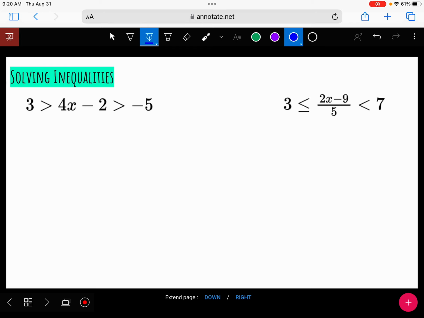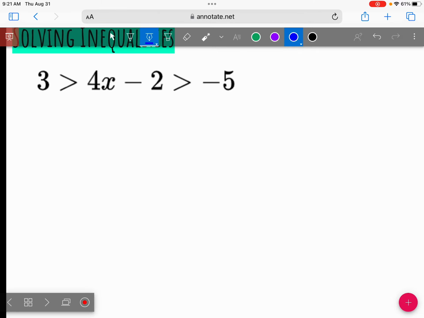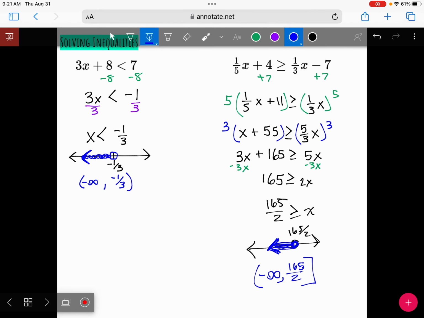We're going to do some between ones. The between ones are very similar. We just have to be careful because we have to do it on all sides, not just both sides. On the infinity, there's never a bracket on the infinity. Bracket on the 165 over 2 because it isn't equal to. I don't know if I said all the words.